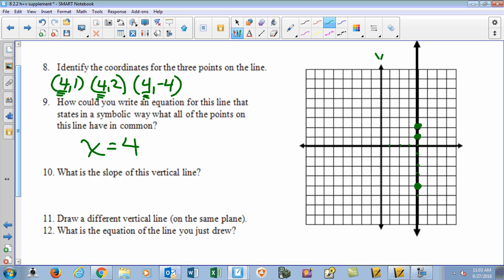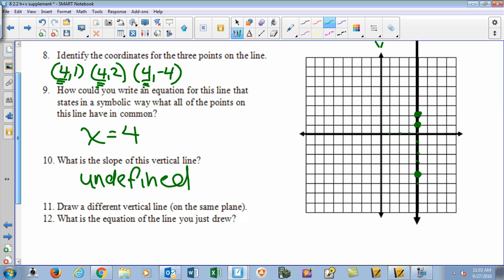So again, what's the slope of a vertical line? Undefined. Drill that into your head, guys. Undefined, undefined, undefined. So, hold on, we're not done yet. If I draw you a different vertical line, just like we did, if I draw this one, what would be the equation of that line? If the line that we had was x equals 4, what's that one?